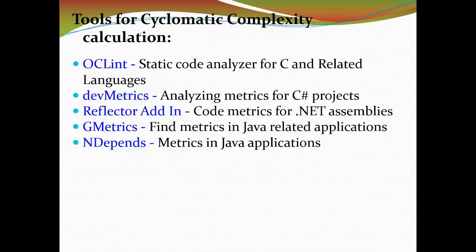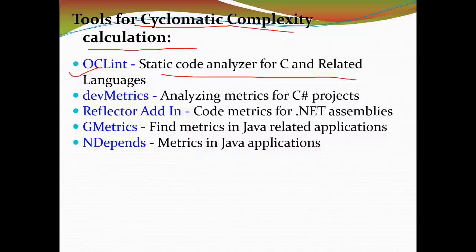Now next we will see tools for cyclomatic complexity. To calculate the complexity of a code, there are various tools available. You can use these tools. This is a static code analyzer for C and related languages. These are based on different languages. So DevMetrics is for analyzing C# projects, this one is for .NET, and this is for Java related applications. So there are different tools for different programming languages. You can select whichever is suitable for your code.